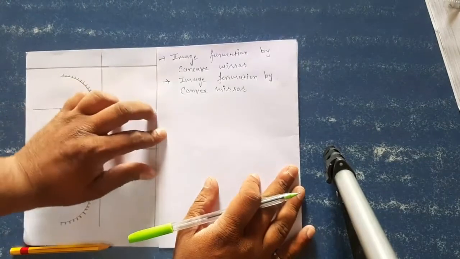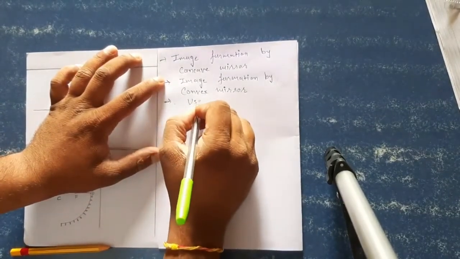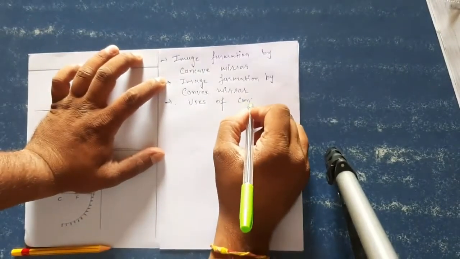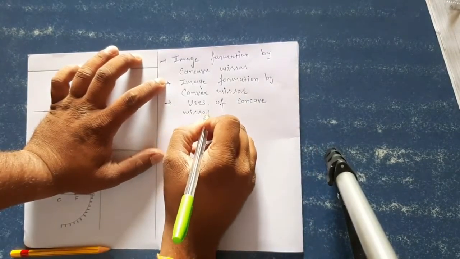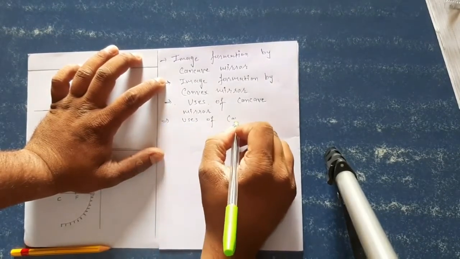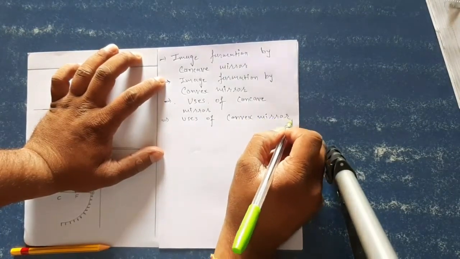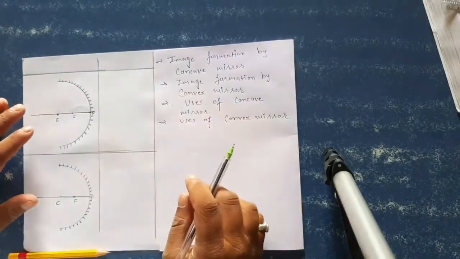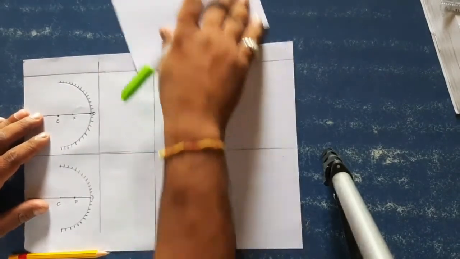and from the images which are formed by concave mirror and convex mirror, we will be able to give the uses of concave mirror and uses of convex mirror. Okay, so let us start the image formation first by concave mirror.